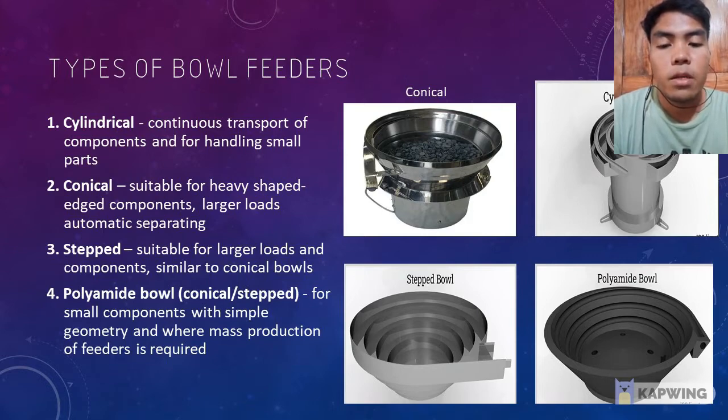So the best examples of items that can use the conical type of bowl feeder are pharmaceuticals, food processing, or food and beverage items, because their design has an open cavity design which is used in clean rooms. So as we see in the picture on the side.